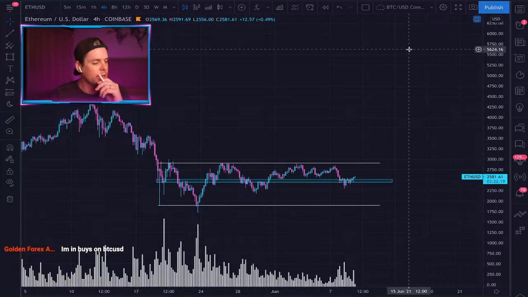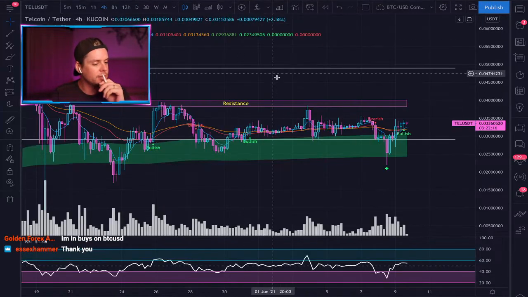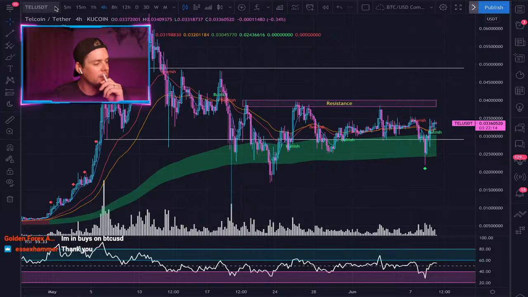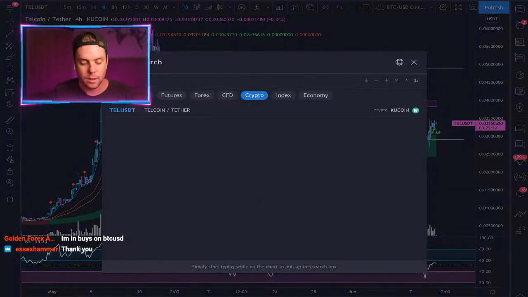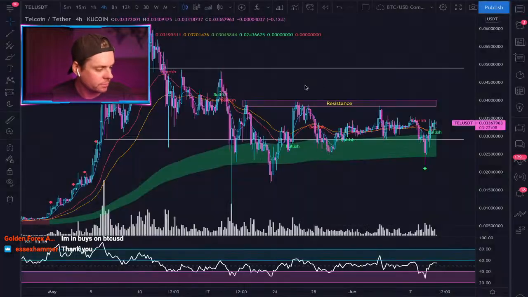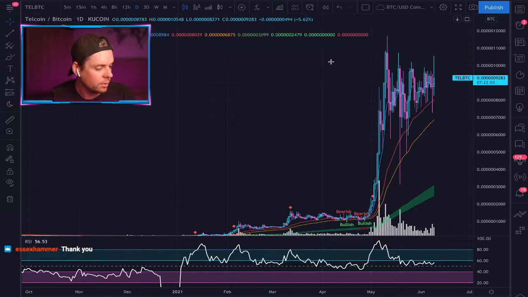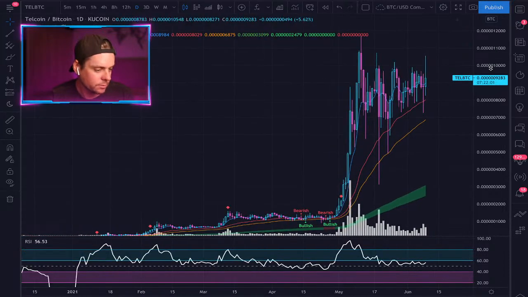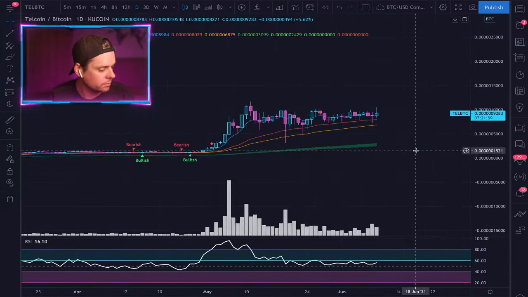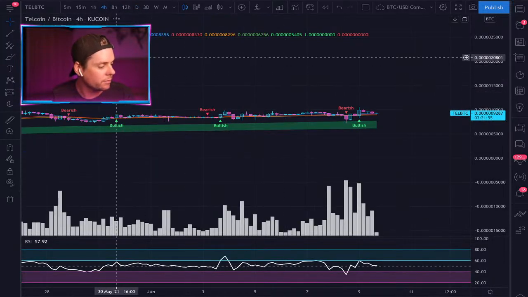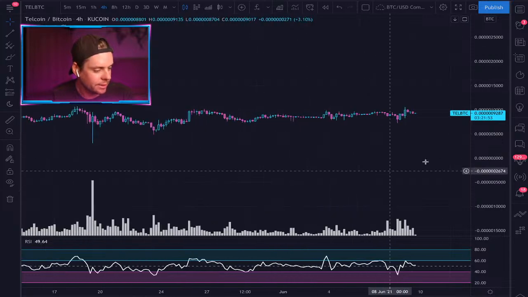Great for swing trades. You know what I'd be interested to see on TEL, actually, is TEL BTC. Because if it's not doing better than Bitcoin, what's the point? If it doesn't do better than Bitcoin, what is the point? Okay, so it did better than Bitcoin. Take a look at the 4 hour. Let me turn off alphanumerics, clean it up.